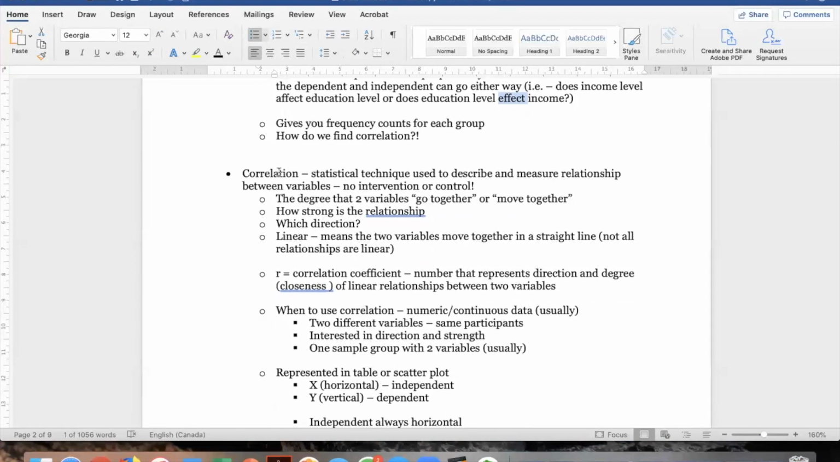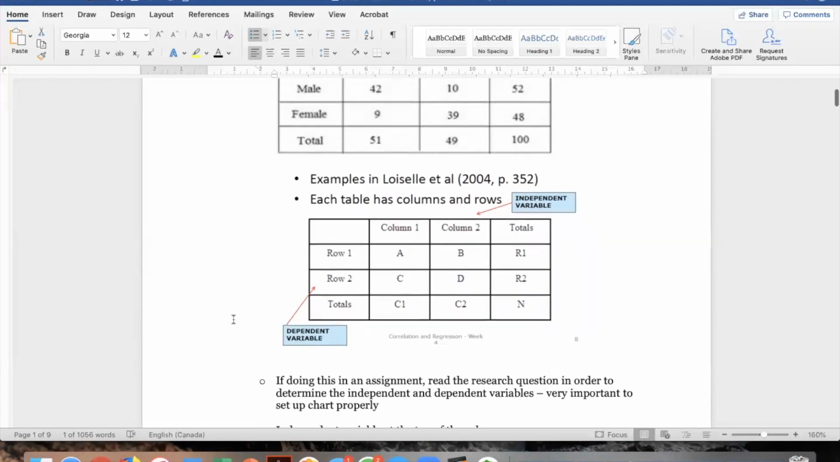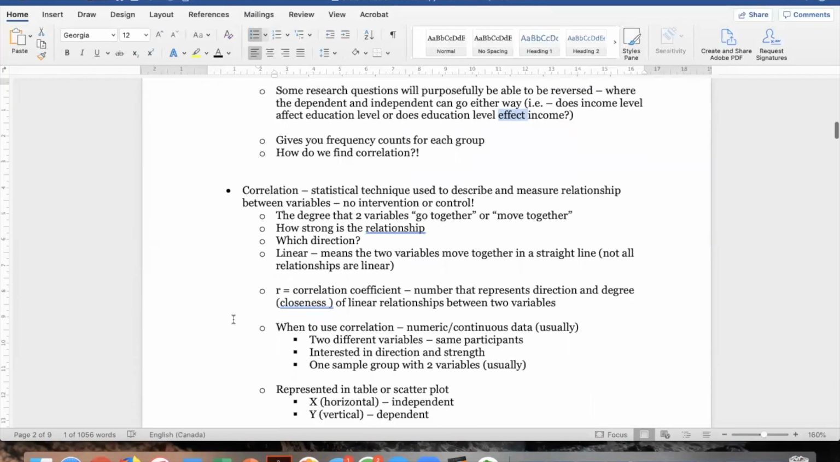So great, we have this table here that gives us these counts. You know, there are 42 male dogs, 10 male cats, for a total of 52 males, and so on. But that's just putting numbers in a chart, right? How do we find if there's any kind of correlation or statistical value?